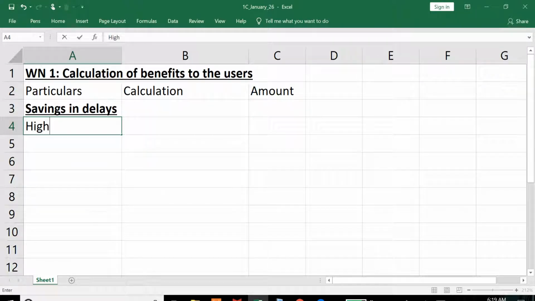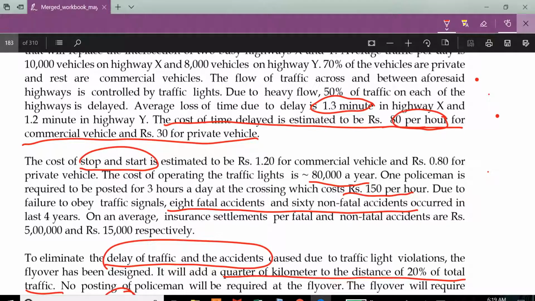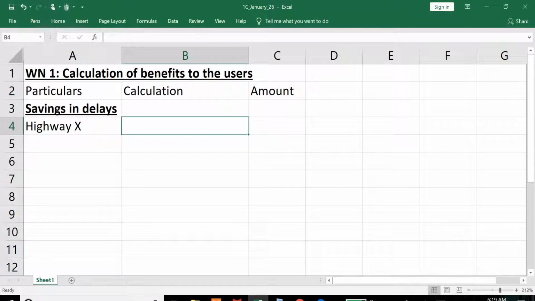Okay. Now listen, highway X. Now how saving in delay will work in highway X is, keep listening for some time. How many vehicles are there? I'll ask you, you can keep telling me. How many vehicles are there in highway X? 10,000 vehicles are there in highway X.